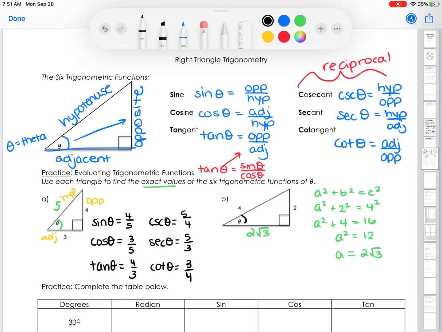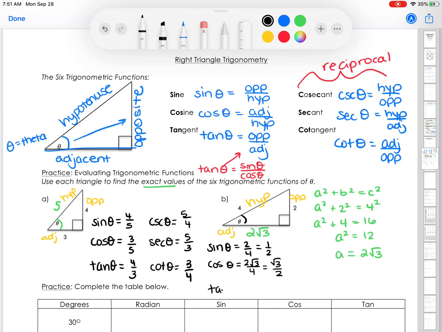So again, here's my angle. I have my opposite, my adjacent, and my hypotenuse. So if I'm going to find sine of theta, that's opposite over hypotenuse, which is 2 over 4, but really that is 1/2. I can do the cosine of theta. That's going to be adjacent over hypotenuse, so that's 2 root 3 over 4. Again, I can simplify that. The 2 and the 4 become 1/2, so that's root 3 over 2.